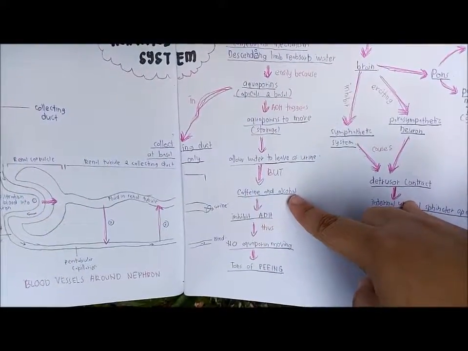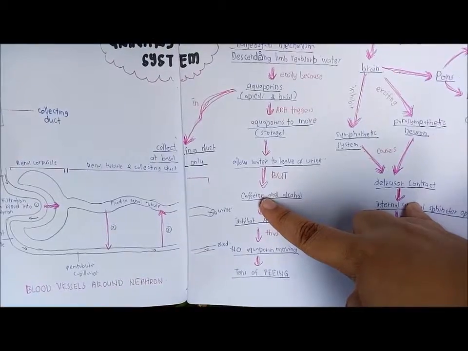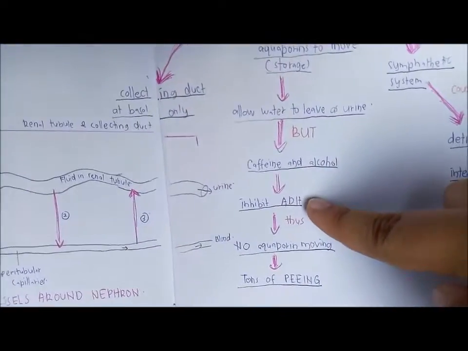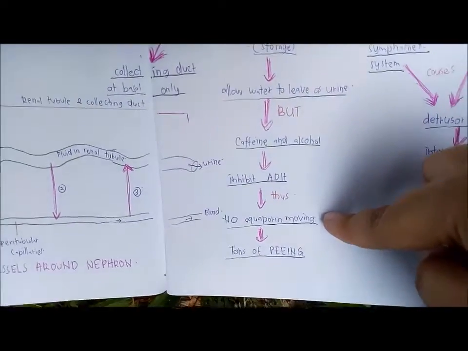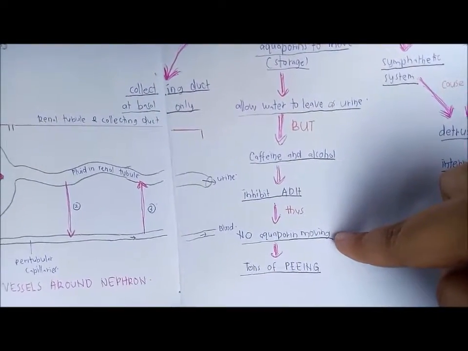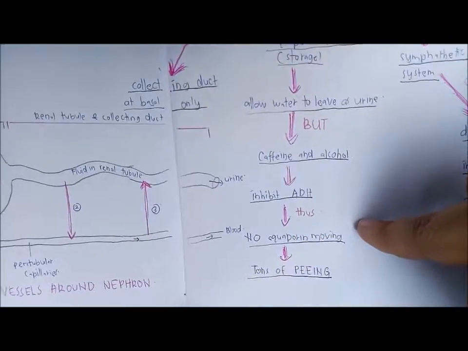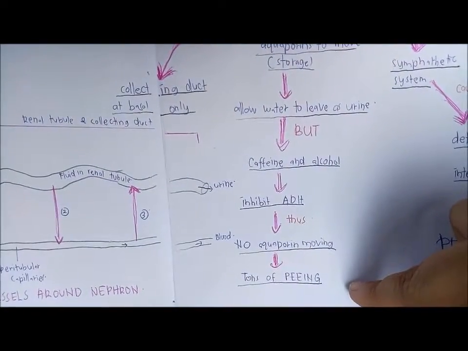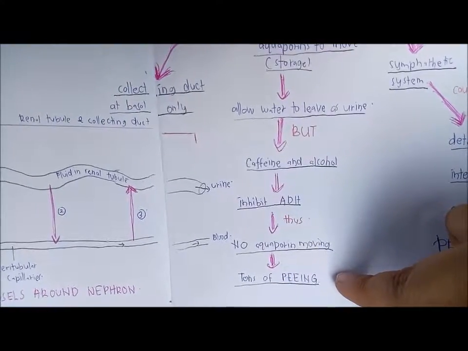Caffeine or alcohol, and the caffeine is a type of drug. It will inhibit the production of ADH. Thus, no aquaporin is moving as a storage. So when there is no storage, there is no reabsorption of water involved. Therefore, it will produce tons of pee as urine.